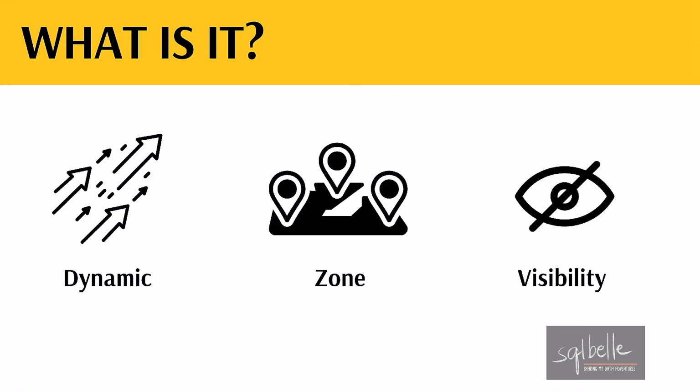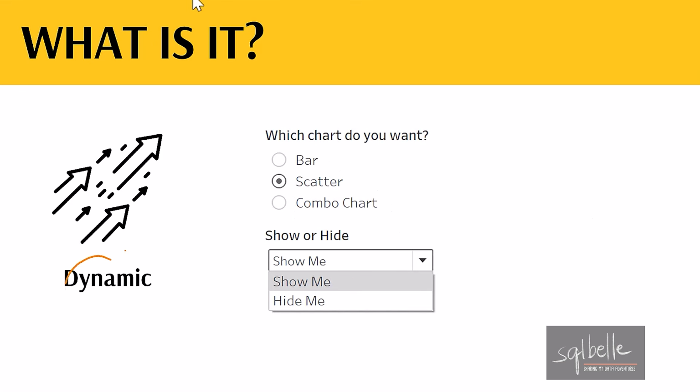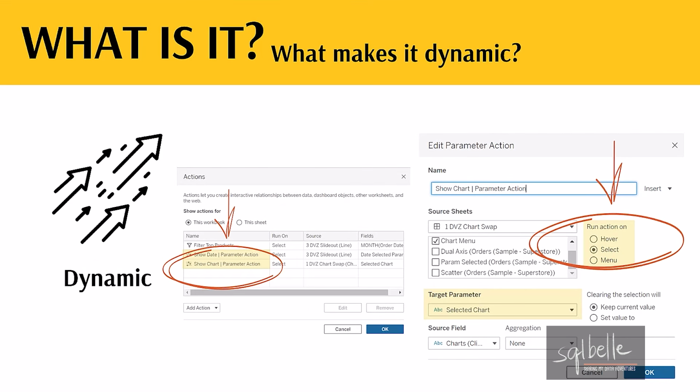What is dynamic zone visibility? I think it will be helpful if we break the name down to understand it better. With dynamic, it means that we don't have to necessarily rely on controls such as these in order to make something happen. Many of the dynamic components will involve parameters as well as parameter actions.